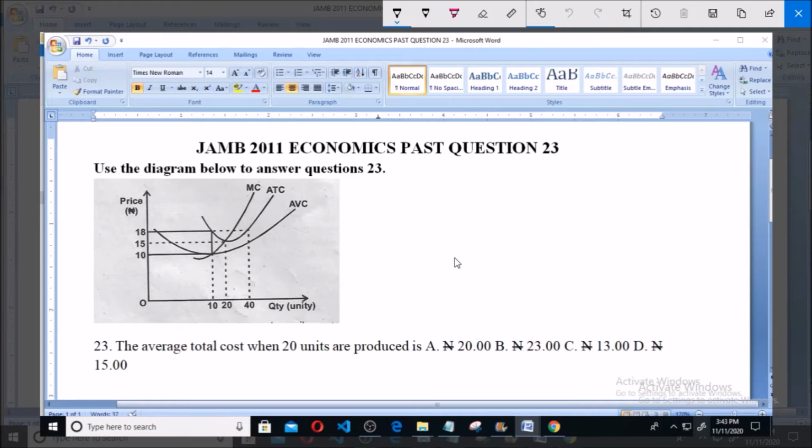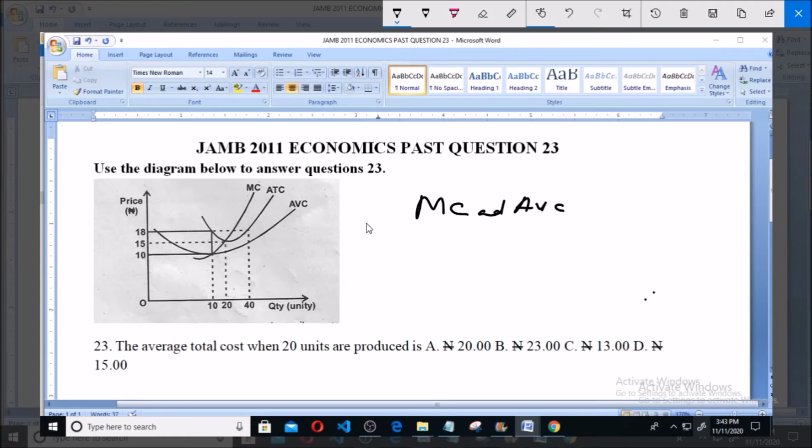So the question says the average total cost, when 20 units are produced, is what? Option A says 20, option B says 23, option C says 13 naira, and option D says 15, all in naira. So it is the point between MC, which is marginal cost, and average variable cost.